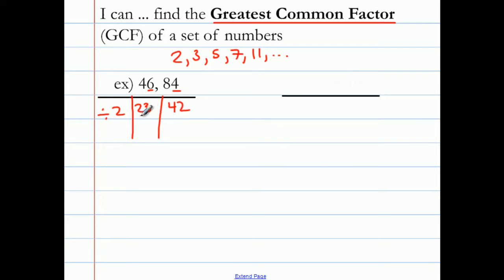Now we want to keep dividing the numbers we end up with until we can't go any further. Can't go any further means that if you divided one of these and ended up with a decimal, then you would stop, and the numbers that you divided by, you would multiply all of those together, and that would be the greatest common factor. It turns out that 23 is a prime number, so you can't divide that any further by any number greater than 1. So the greatest common factor for this example is 2.